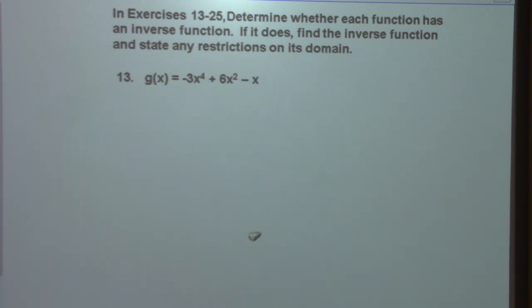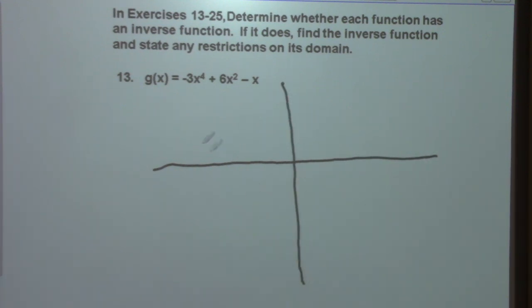Anyway, did anybody graph this in the calculator yet? You did? Does this pass the horizontal line test? No, it doesn't. Now, I'm going to tell you something that I hope, if you don't know this right now, that you will at some point. Right now, what kind of function is this? What kind of polynomial function is this? Any ideas?